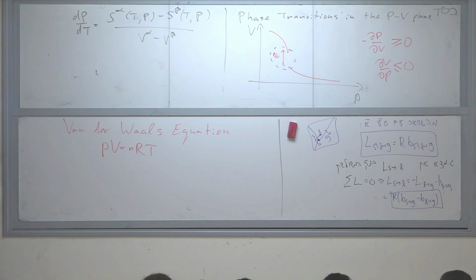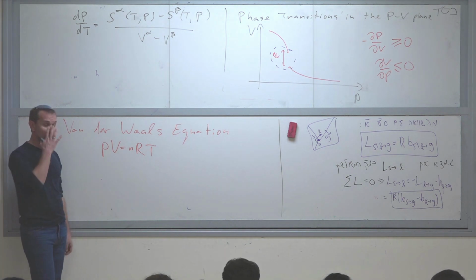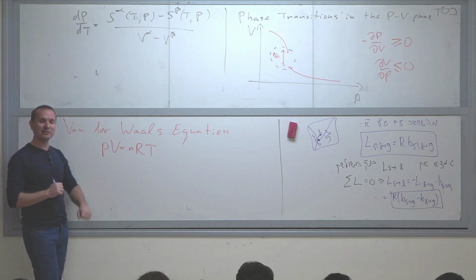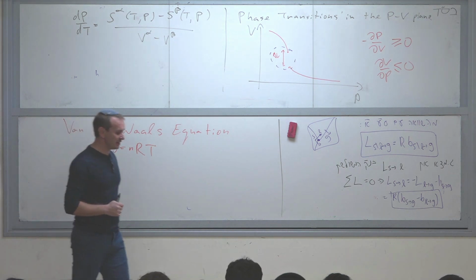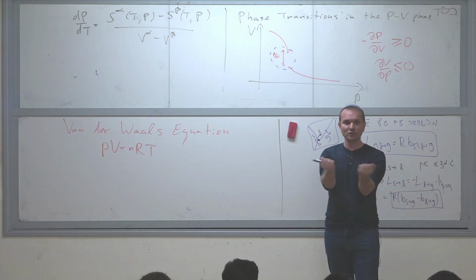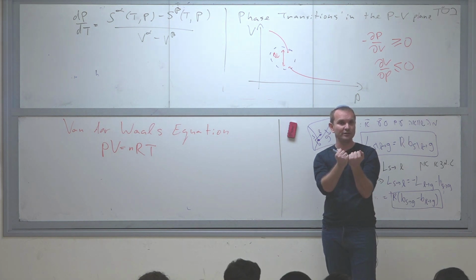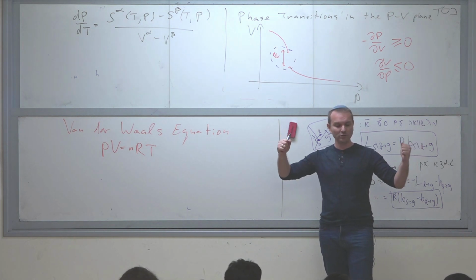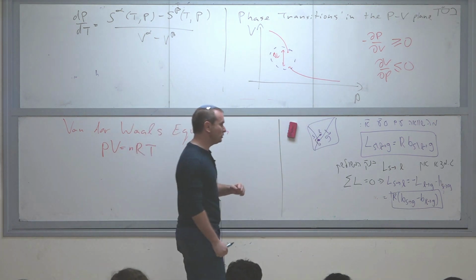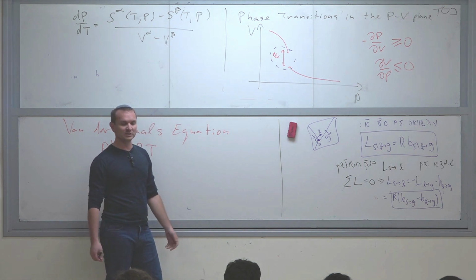Van der Waals made two corrections to this equation. This equation was derived from experiment, right? But the assumptions behind the ideal gas equation are that the molecules of the gas do not interact with each other, and they basically do not see each other. They only interact through what? Through bombardments of the walls. So they hit the wall, and this is how they create pressure.